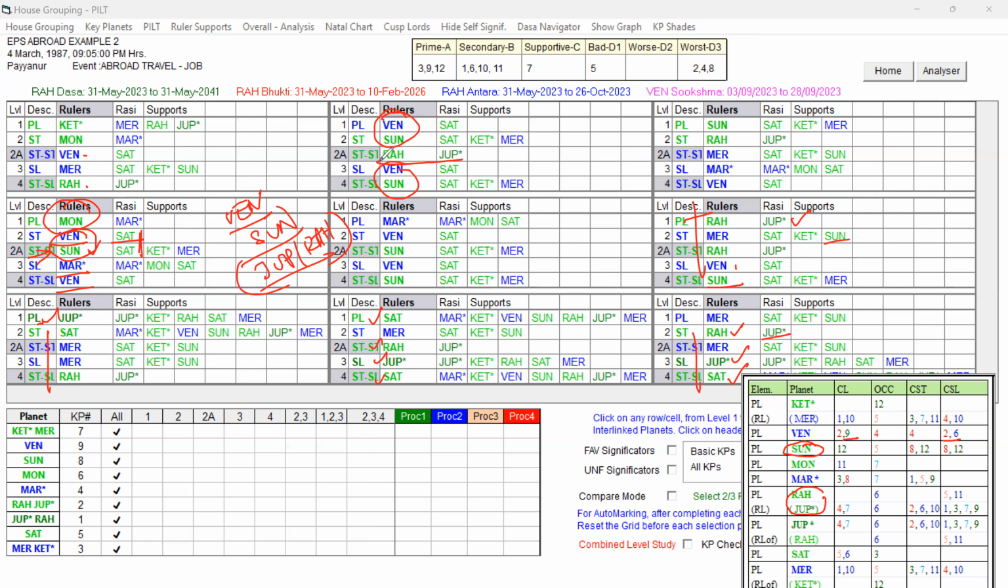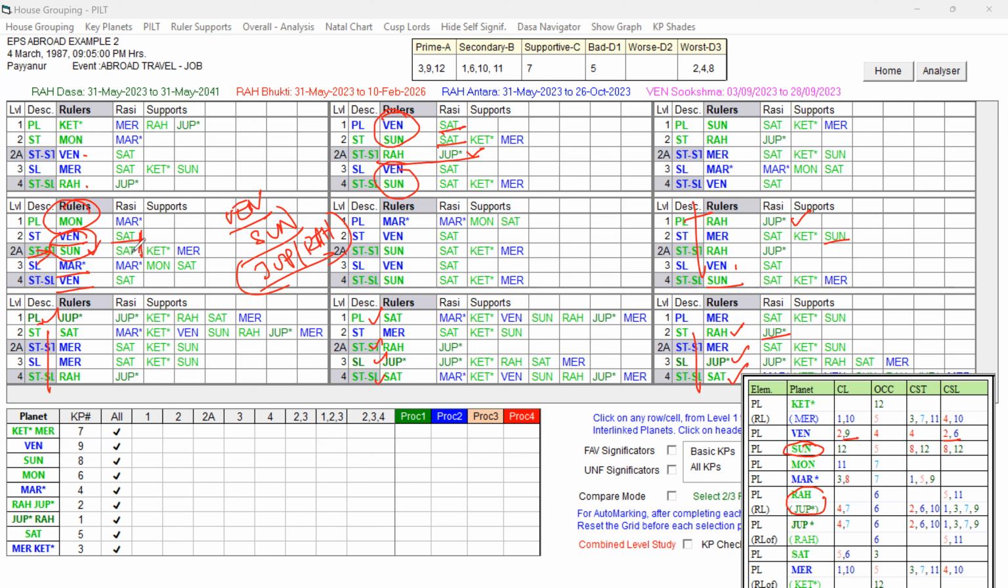And you can see Rahu and Jupiter are playing at the 2A level. Somehow that Rahu Jupiter is there at the 2A level, and Venus and Sun are playing at all levels, and no other unfavorable planets. The 1, 2, 3 levels are ruled by the green planet, so that way it is good. And other key planets are also playing a role in the support.